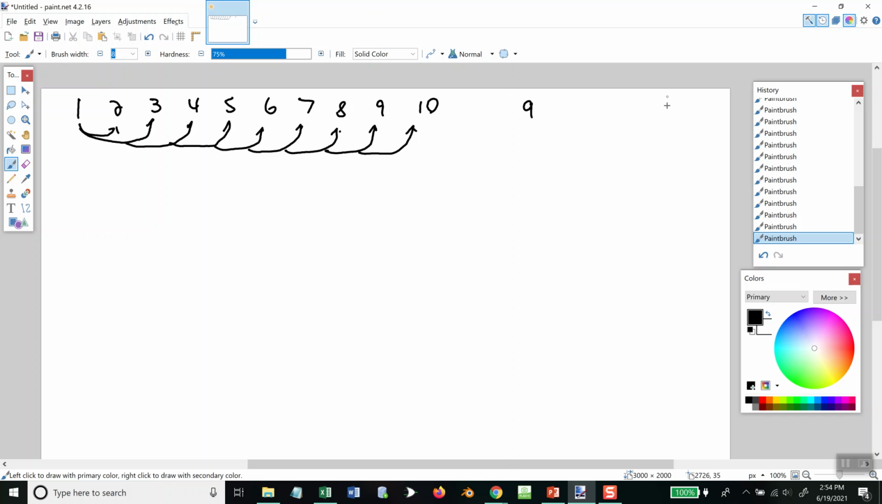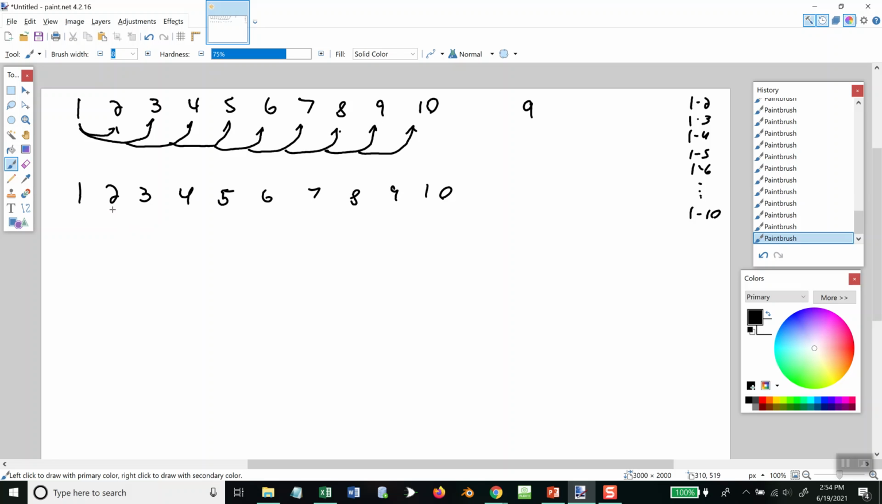Because if I look at the pairings, I'd have 1 and 2, 1 and 3, 1 and 4, 1 and 5, 1 and 6, all the way down to 1 and 10, which is 9 of them. Okay, now the first one's handled. The first person has exchanged cards with everybody else.